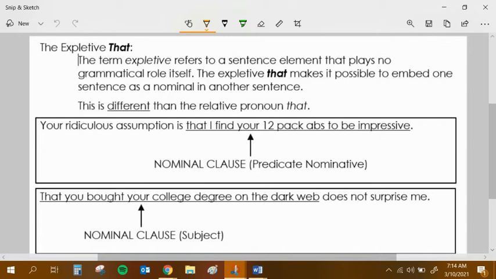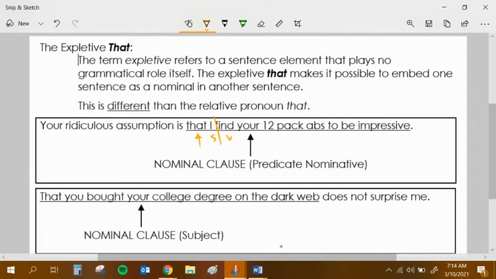So if I said, your ridiculous assumption is that I find your 12-pack abs to be impressive. Well, this is a noun clause, and how do I know it's a noun clause? It starts off with the word that, has a subject, I, and has a verb, find. So here's my subject and here's my verb. It's a clause that starts off with the word that, and on top of all that, it serves as the predicate nominative. Basically what you're saying is, your assumption is that I find your 12-pack abs to be impressive.